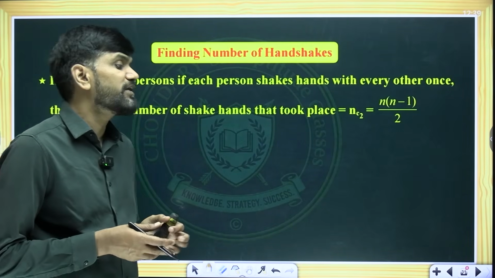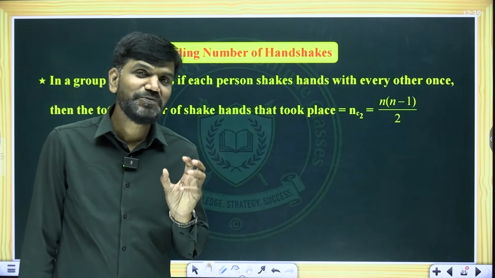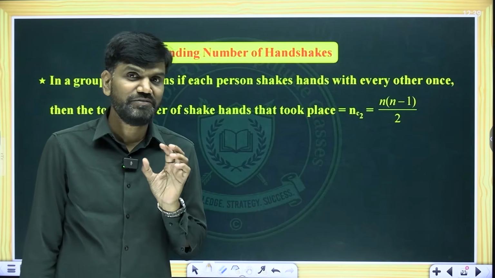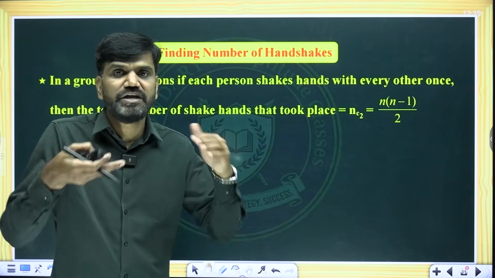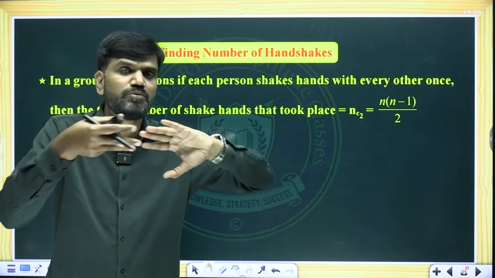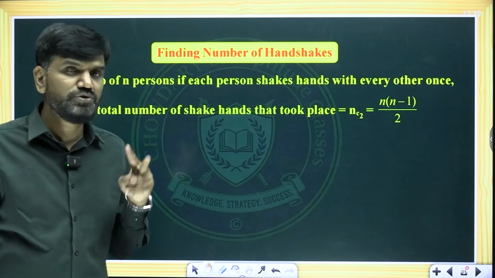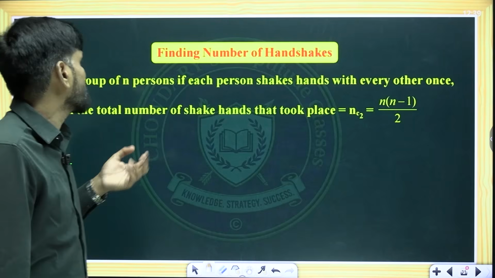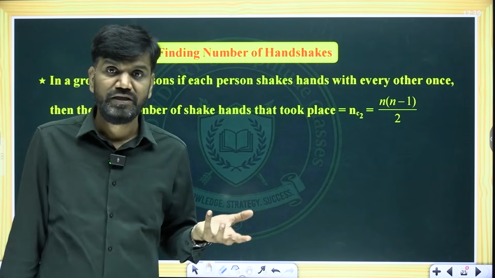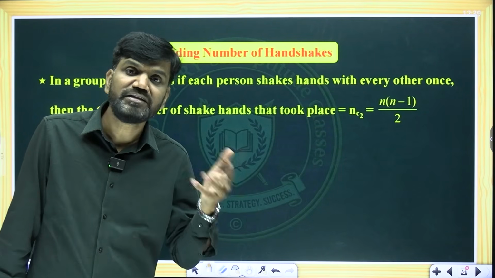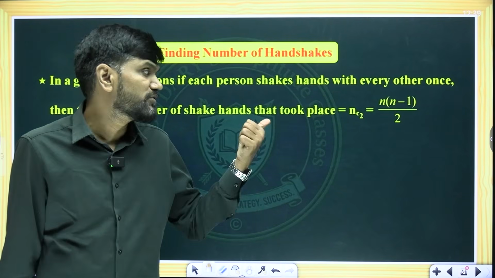Next concept is finding the number of handshakes. This is more interesting, right? For you to have a handshake, you need 2 people. Between any 2 people, a person gives a handshake to another person once, which means between any 2 people there will be only one handshake taking place. So for a handshake, 2 people are needed. Finding the number of handshakes means in a group of n persons, if each person shakes hands with every other once, then the total number of handshakes that took place is equal to nC2.